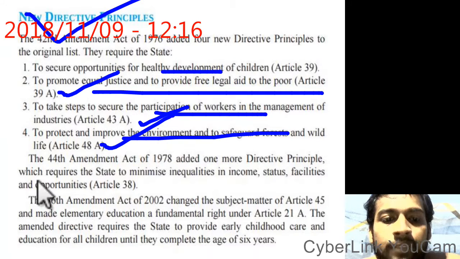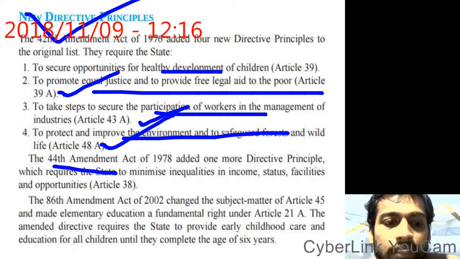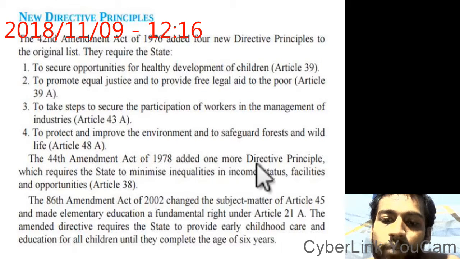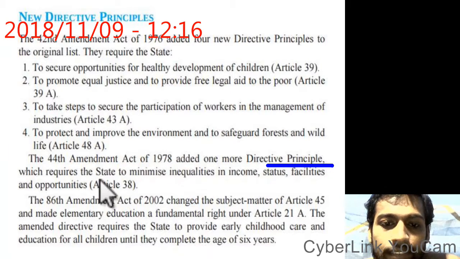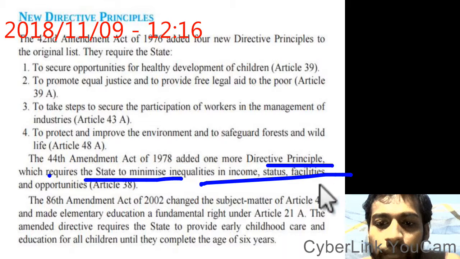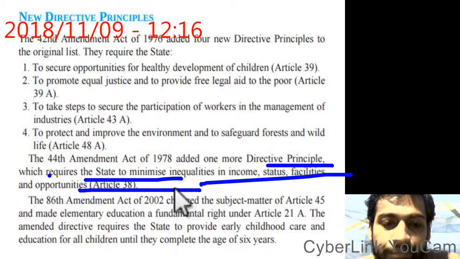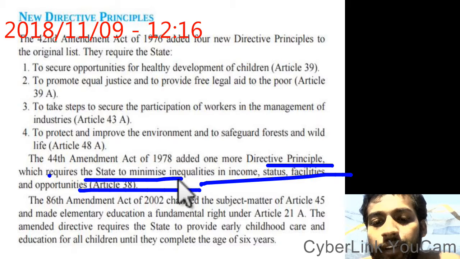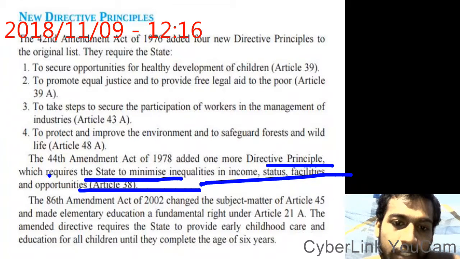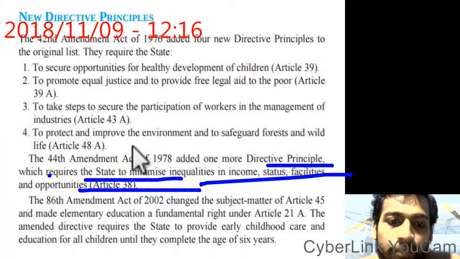The 44th Amendment Act of 1978 added one more directive principle, which requires the state to minimize inequalities in income, status, facilities and opportunities. Article 38. So it is mainly the 44th Amendment Act.